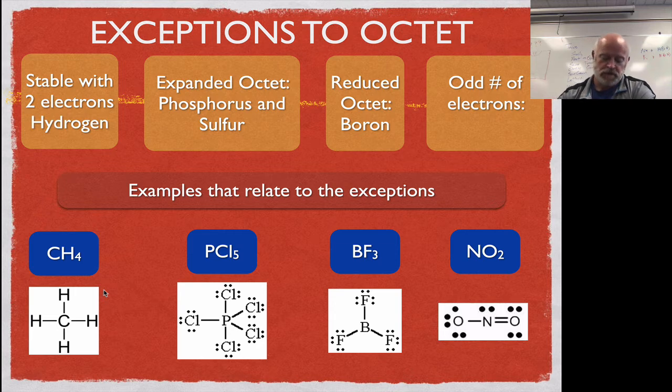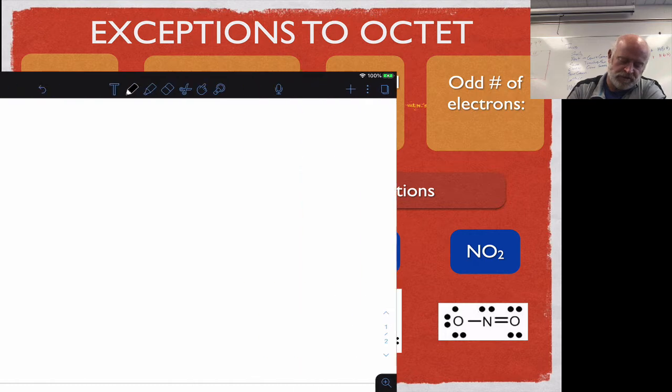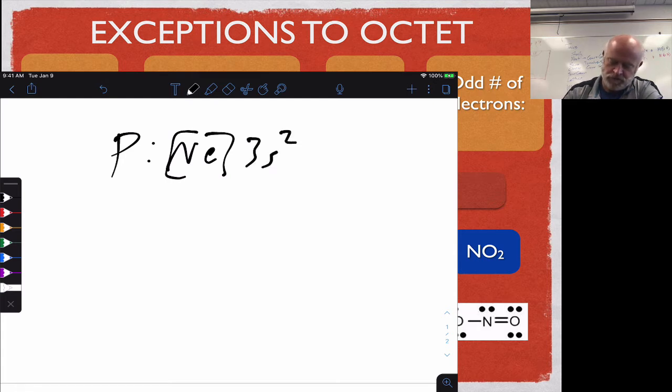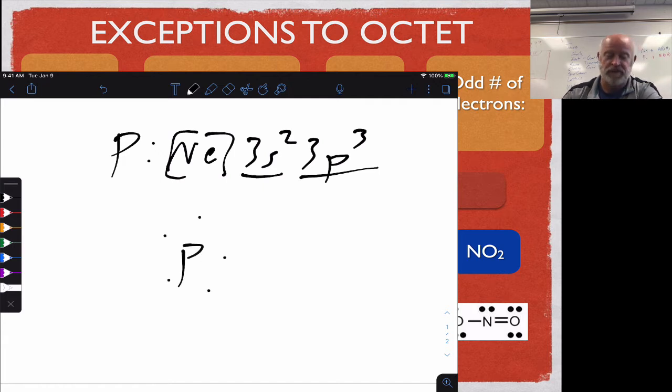Now, moving on to the next one, phosphorus and sulfur, if we take a look at their electron configurations, phosphorus, if we go to its noble gas configuration, is neon essentially, and then it is a 3s2 3p3, okay? Which means it has 2 valence electrons in the s and 3 more here. So phosphorus has a total of 1, 2, 3, 4, 5 valence electrons around it.